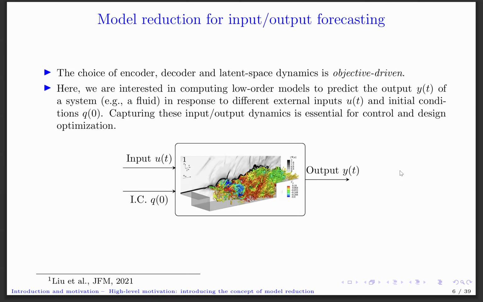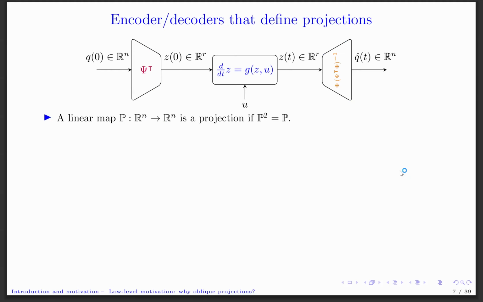And for instance, we might want to optimize the geometry of this cavity for aerodynamic performance. So the output could be the drag, and the input is our geometry parameters and different initial conditions for the fluid flow. And so we want to be able to predict Y in response to U and Q naught with our model. So that's the ultimate objective that we have, and that will determine the type of approaches that we must use for the purpose of computing models.